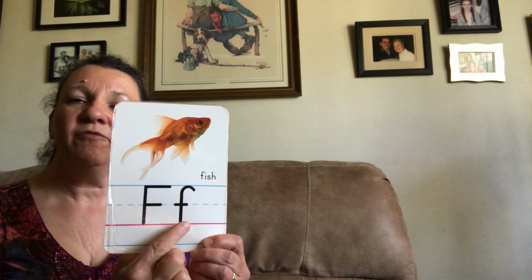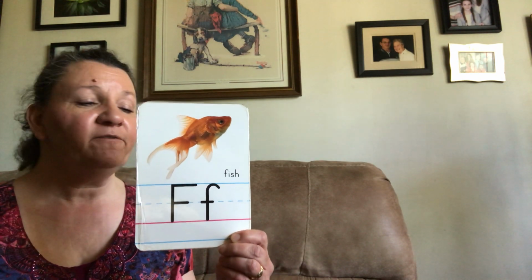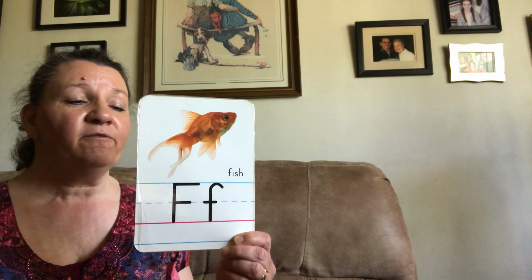And this one is the letter F. We have our capital F, our lowercase f. The F makes a f sound like fish and fingers and feathers and French fries.